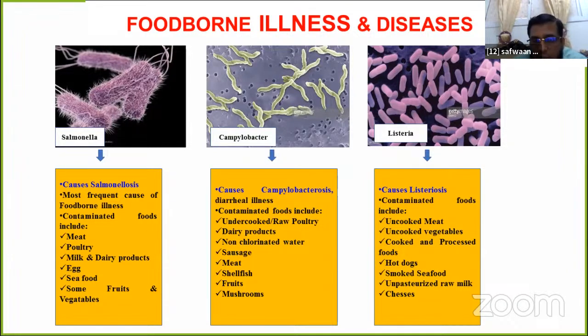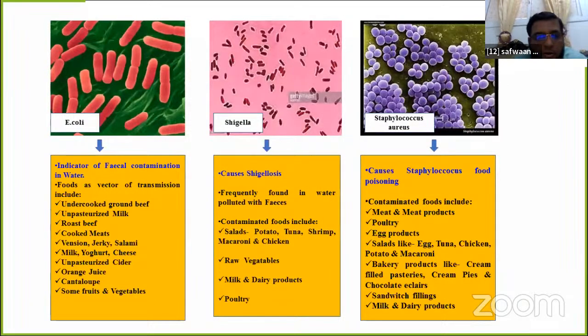Coming to Listeria, the important species here is monocytogenes. It is responsible for causing listeriosis. The foods which are commonly contaminated by Listeria include uncooked meat, uncooked vegetables, and processed food, hot dogs, smoked seafood, unpasteurized raw milk, and cheese. Especially for dairy products, Listeria has to be tested. E. coli, we all know, is an indicator of fecal contamination in water. So it is the most important test for the sanitary quality of water. Food acts as a vector of transmission, including ground beef and unpasteurized milk.